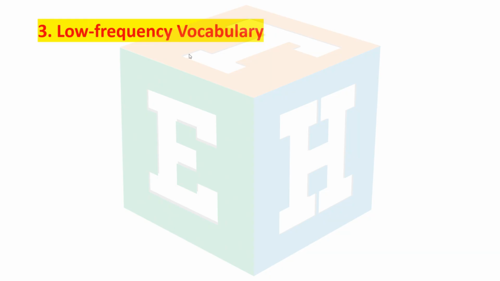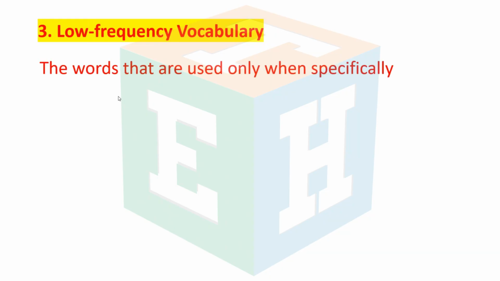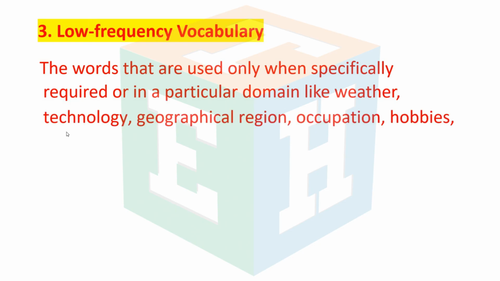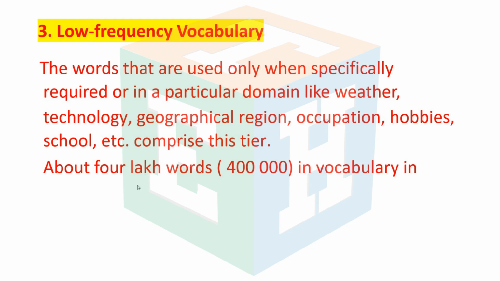Three, low-frequency vocabulary. The words that are used only when specifically required or in a particular domain like weather, technology, geographical region, occupation, hobbies, school, etc. comprise this tier. About 4 lakh words or 400,000 words in vocabulary in English comprise this tier.